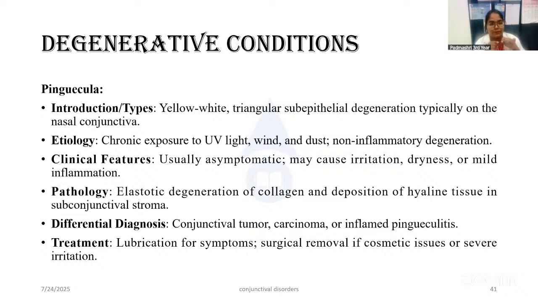Degenerative condition, pinguecula. It is a yellow-white triangular subepithelial degeneration typically on the nasal conjunctiva, and it is caused by chronic exposure to UV light, wind, and dust. Now, it is a non-inflammatory degeneration. Clinical features: usually it is asymptomatic, may cause irritation, dryness, or mild inflammation. Pathology: elastotic degeneration of collagen and deposition of hyaline tissue in subconjunctival stroma.